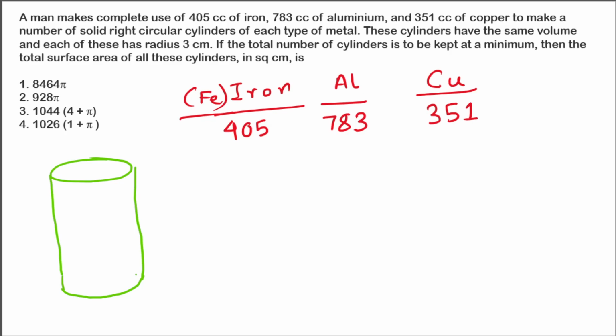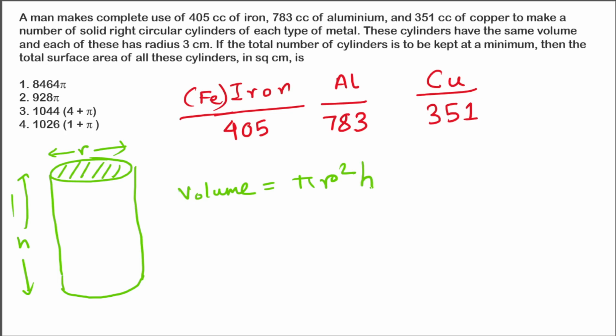Now first things first, what is the area of this cylinder? So let us say this height is h and this radius is r. Just so we know, the volume is very easy. First of all, the area of this is pi r square into height, that is pi r square h. That is very straightforward. That is the volume.